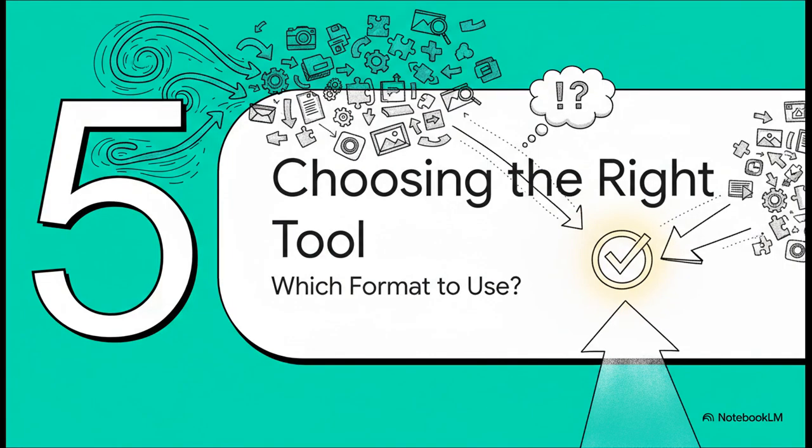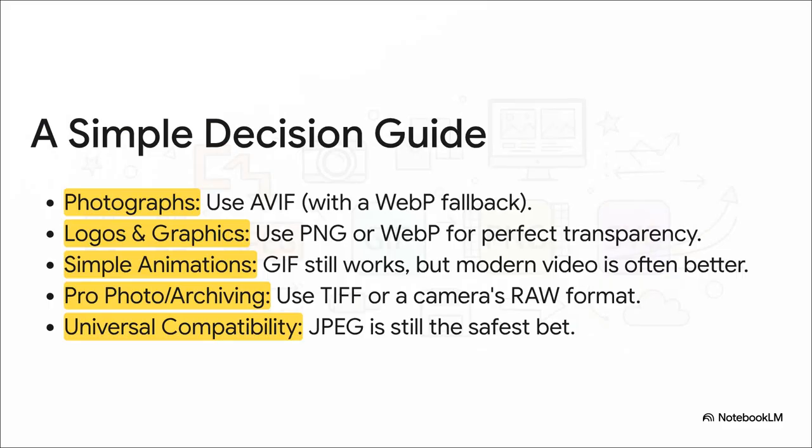Okay, so after that whole trip through history, what does this all actually mean for you today? With all these choices, picking the right one might seem complicated, but it really doesn't have to be. Here's a super simple way to think about it. For photos on a modern website, try to use AVIF and have WebP as a backup. For logos or anything with sharp lines and transparency, PNG is still your best friend. For archiving your professional photos where quality is everything, you want TIFF or your camera's RAW format. And if you just need something that's going to work absolutely everywhere on any device, no questions asked, yep, good old JPEG is still the universal language of images.